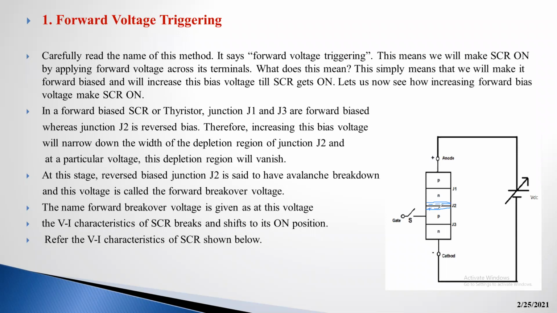Ions will be present, positive ions, negative ions, or electrons and holes, across this junction. Is it clear? This junction is the depletion layer. This is the depletion layer. Is it clear?